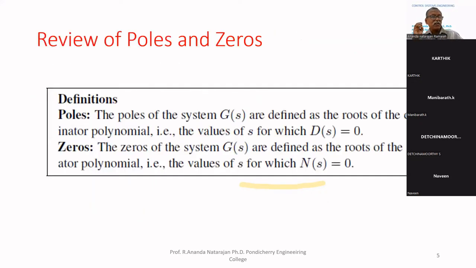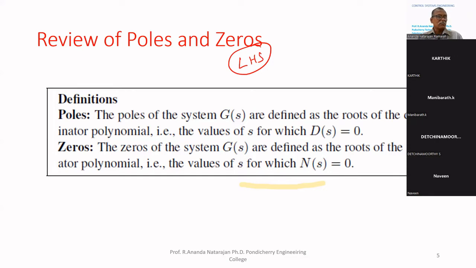In the frequency domain, we need not check for BIBO stability. We need not check the integral of G of tau d tau. We check the location of poles. Where is the location of poles? If they are on the left-hand side, we can say that the system is stable. Therefore, we must know what poles are. Already we have seen a review of poles and zeros.